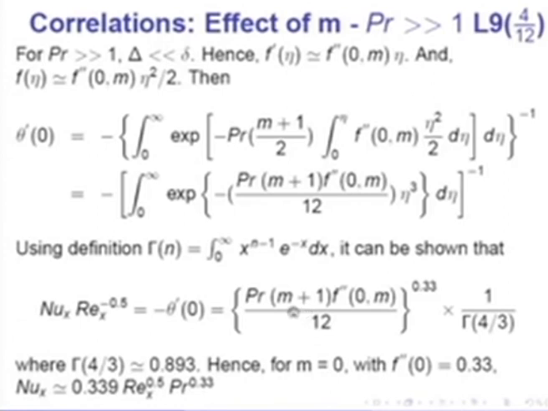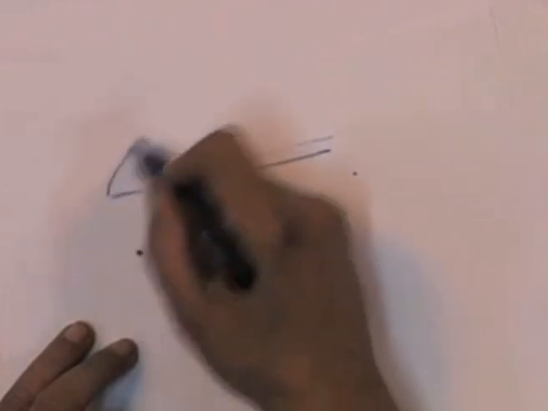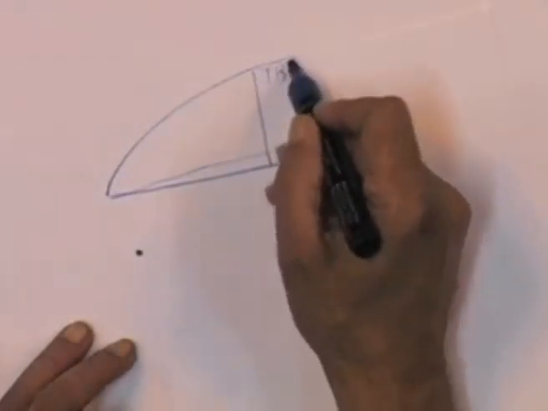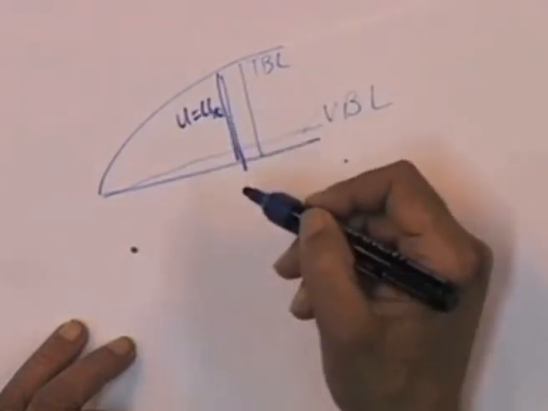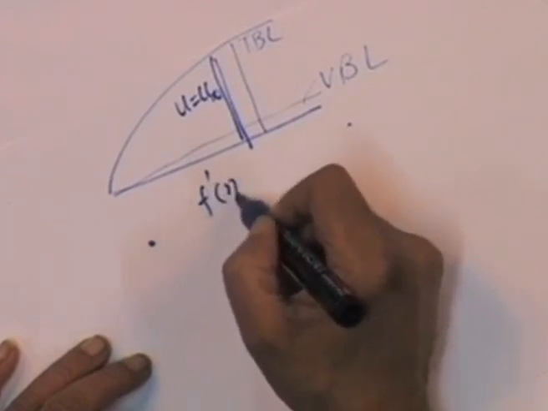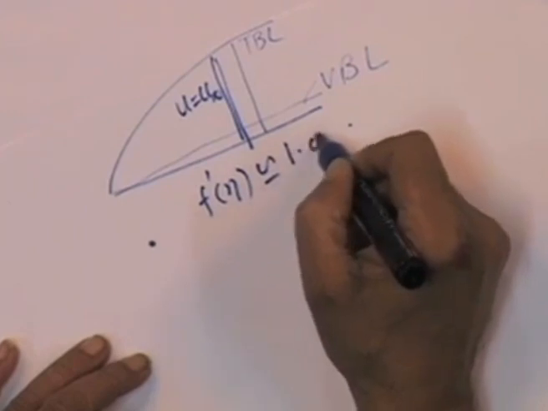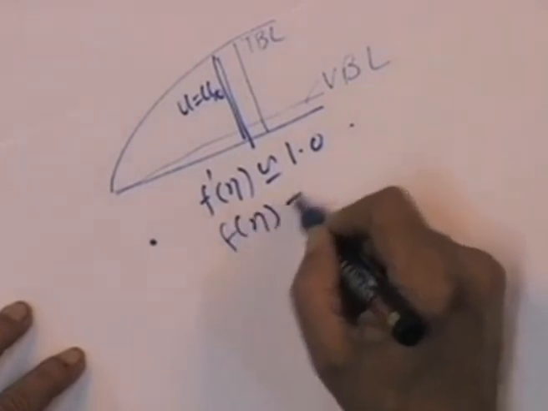But you can do this for any value of m for which f double prime 0 m has been calculated from the velocity boundary layer solution. Likewise, let us look at the case of very low Prandtl number, in which case, as I said, the velocity boundary layer thickness will be small and the temperature boundary layer thickness will be large. So, you will see for a greater part of the thickness of the boundary layer, u is in fact equal to u infinity, and therefore f dash of eta is about 1 throughout the boundary layer, which gives me f of eta equal to eta itself.